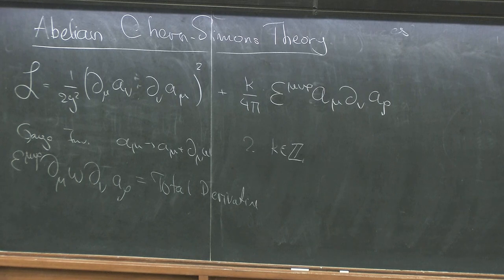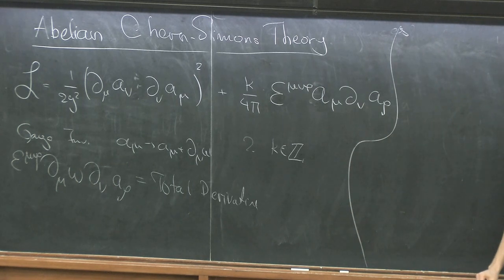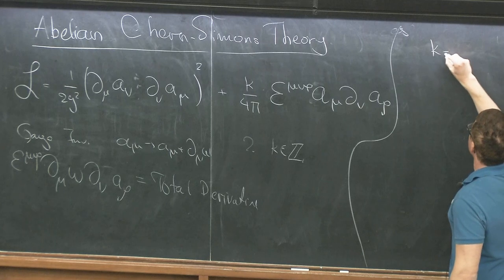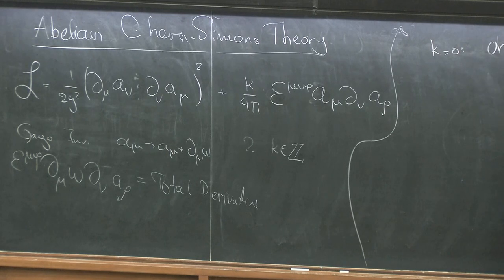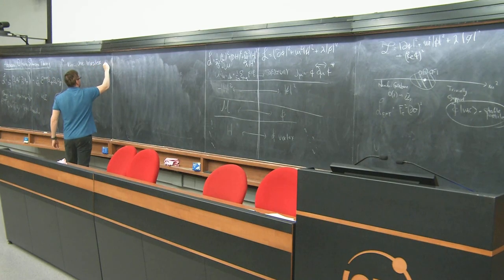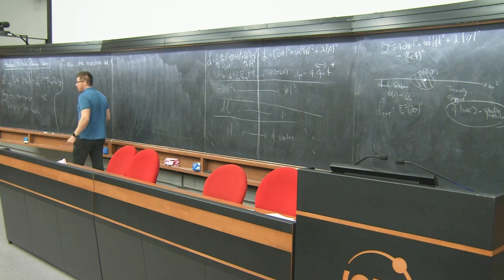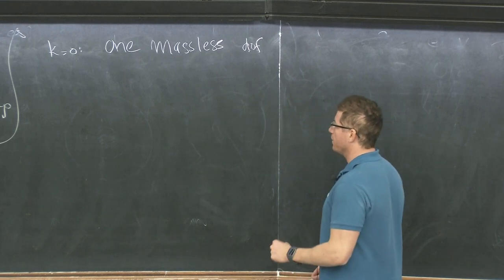OK, so the question is about the physics of this model. Remember that at k equals 0, the model had one massless particle. At k equals 0, we had one massless degree of freedom. Just one object that's moving at the speed of light. One quantum moving at the speed of light.